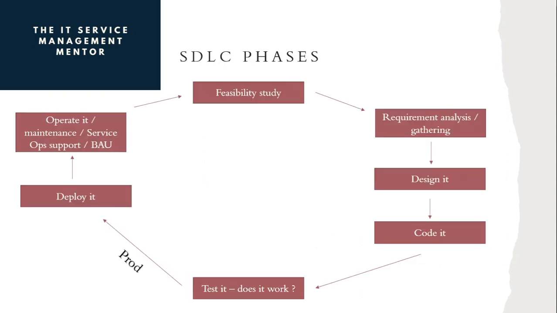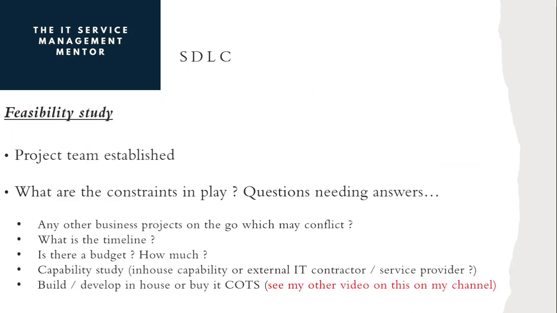So those phases, those steps, are feasibility study, requirement analysis and gathering. Then you design it, then you've got to code it, then you've got to test it. Does it work? Then you look to release that into the production environment, so you're deploying it, and then you're operating it and maintaining it, and your service ops, support teams and BAU teams start to come into play. So let's look at feasibility study.